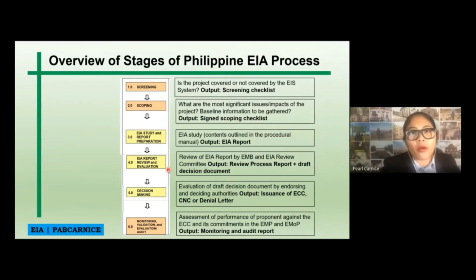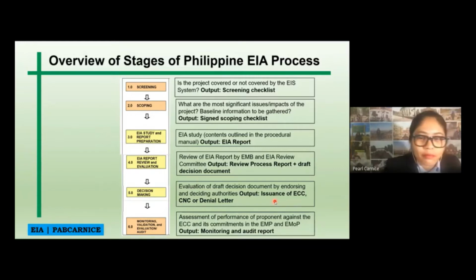And then the EIA report review and evaluation. We will be submitting the EIA report to the EMB. Of course, review of the EIA report by EMB and the EIA review committee, in which the output is a review process report and draft decision document. Next is the decision making, evaluation of the draft decision document by endorsing and deciding authorities, in which the output is issuance of an ECC. It's either a CNC or a denial letter.